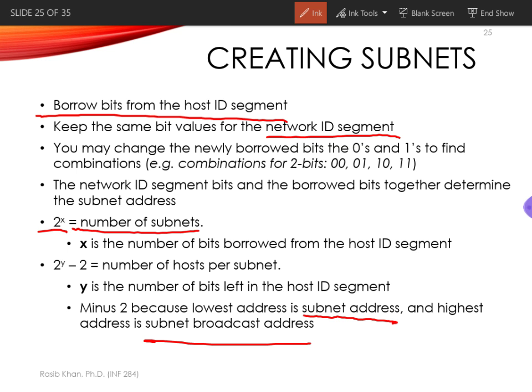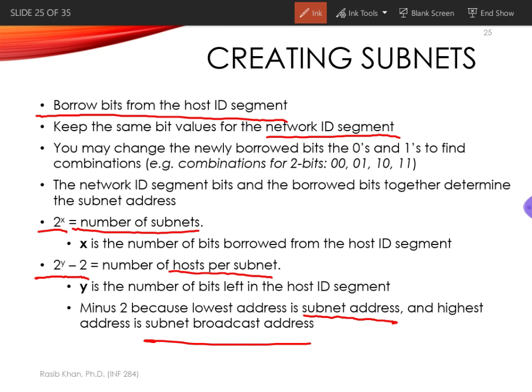So therefore, the total number of hosts that we can allocate for every subnet is now going to be 2 to the power y minus 2, where y is the number of bits that is left in the host ID segment. And the number of bits that we borrow from the host ID for generating the subnet IDs defines how many subnets we can create.